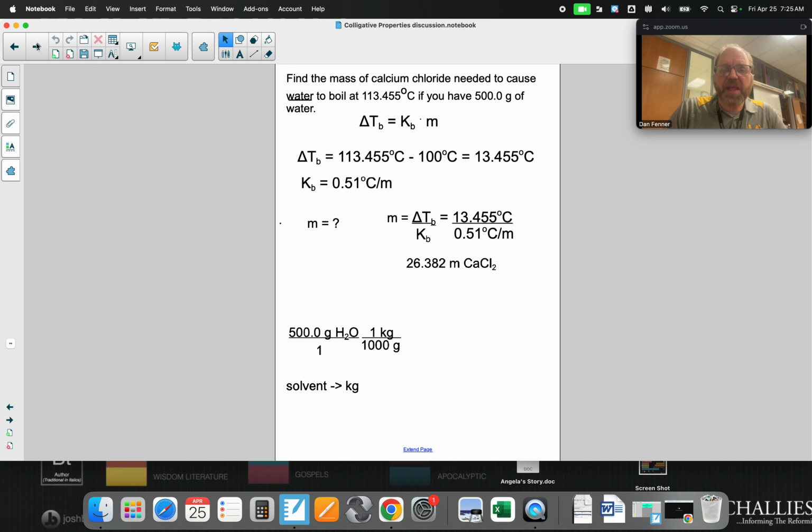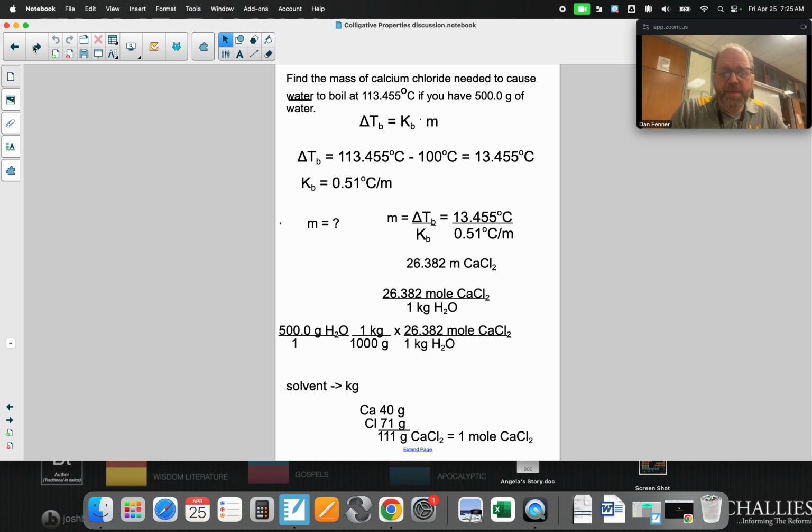And now we're going to use that molality as a unit converter again. Take 26.382 moles of it over 1 kilogram. My kilograms are on top, kilograms on bottom. I'm just going to slide that right down there. And then we're now in moles. But I want mass. To find mass from moles, we've got to do it from a molar mass. Calcium chloride, 111 grams is 1 mole. Plug it in, multiply through, use your handy dandy calculator.